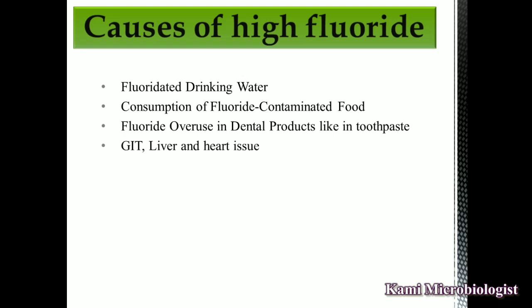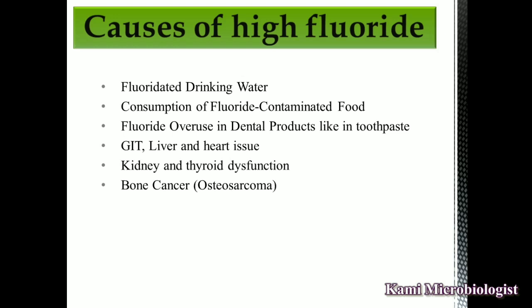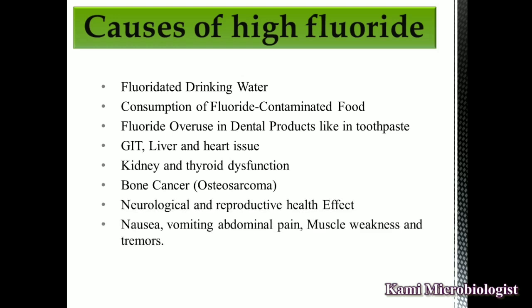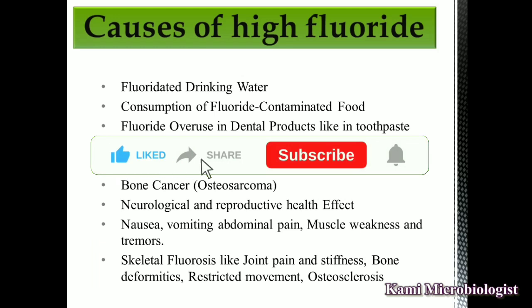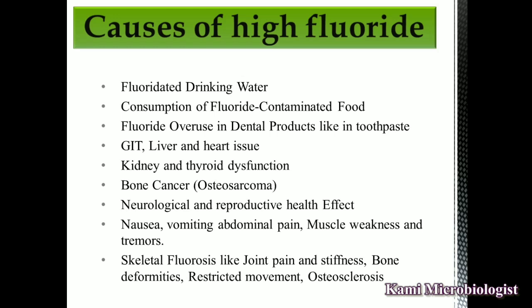Now if the fluoride level gets high in the body, there will be GIT, liver and heart issues. There will also be kidney and thyroid dysfunction, bone cancer, and neurological and reproductive health effects. High fluoride may cause nausea, vomiting, abdominal pain, muscle weakness and tremor. It can also cause skeletal fluorosis, like joint pain, stiffness, bone deformities, restricted movement, and osteosclerosis. So dear viewers, this is all about the fluoride test.